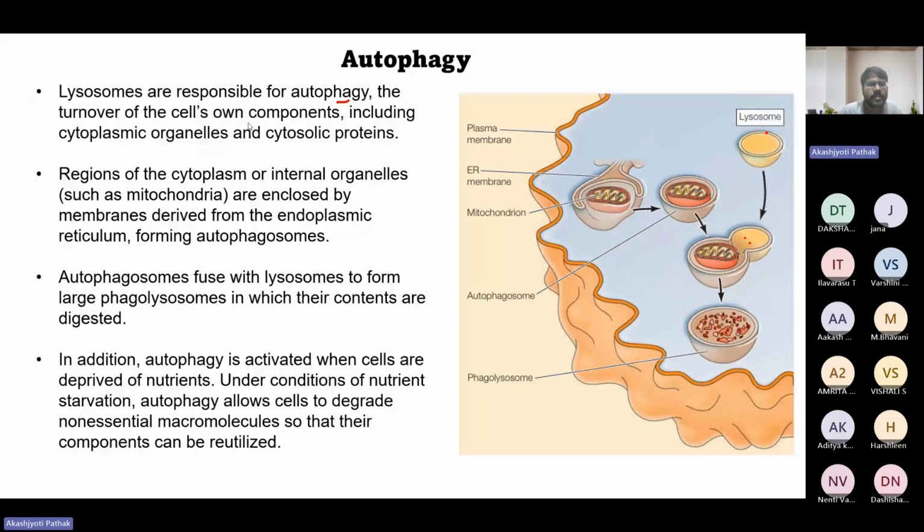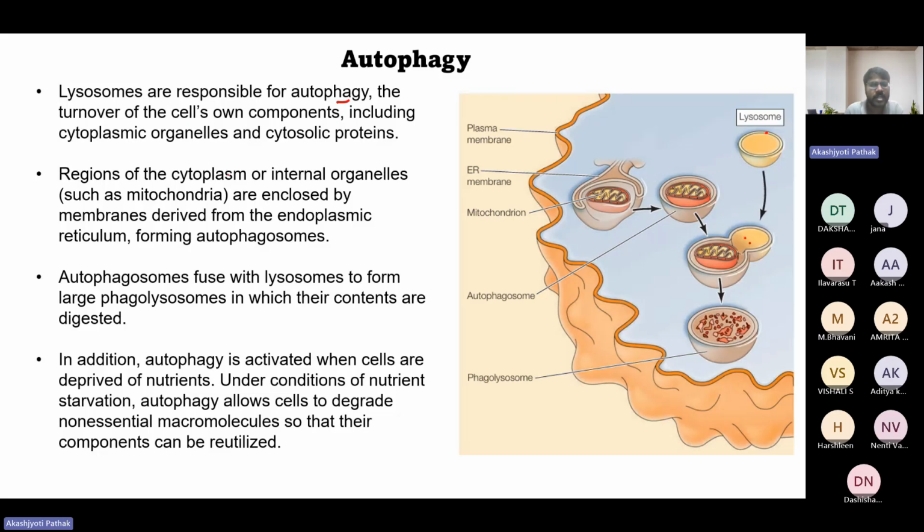Okay, so the turnover of the cell's own components, including cytoplasmic organelles and cytosolic protein. So it is degrading the substances, but at the same time, what is it doing? It is not throwing it away, it is recycling the components. So the proteins get degraded into amino acids, and then this can be recycled. Similarly, the carbohydrates can get degraded into glucose, and they can be recycled to form a new carbohydrate molecule or new protein structures. Okay, so that is why it is called the turnover of the cell's own components.